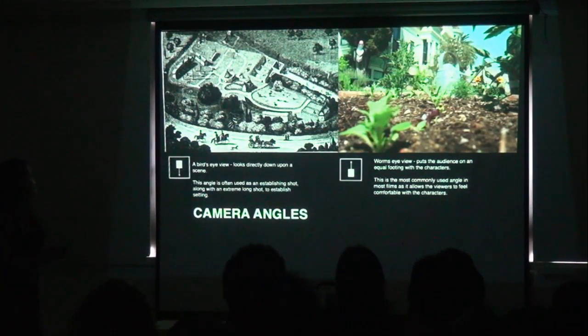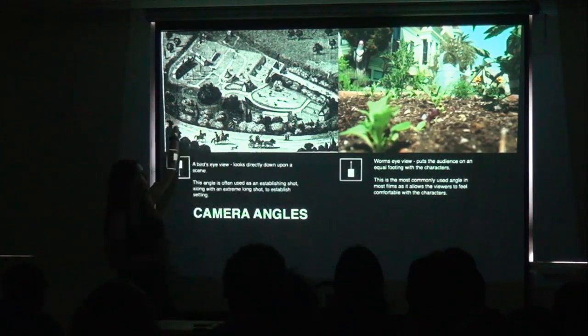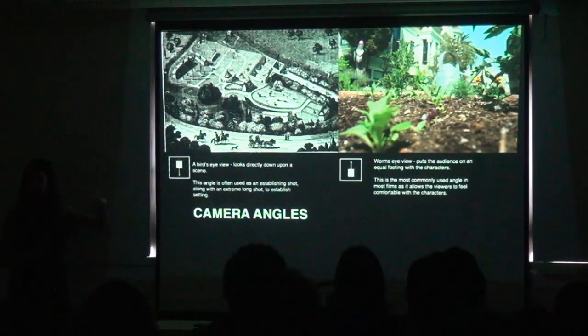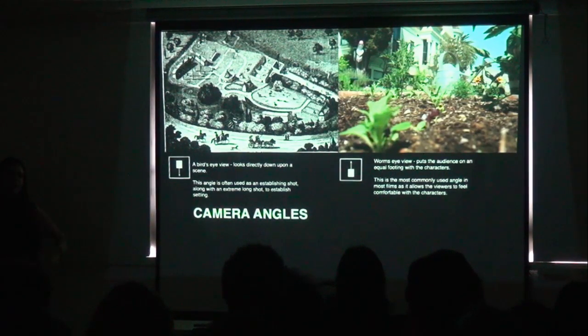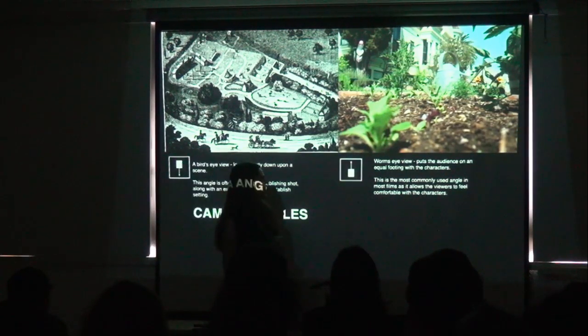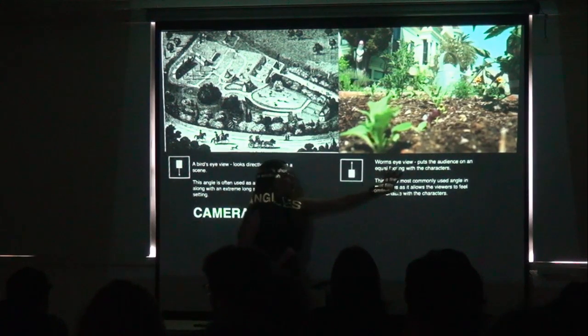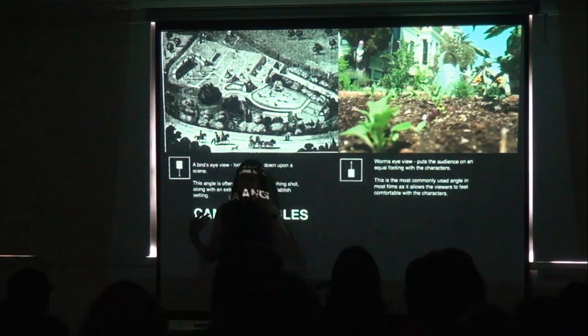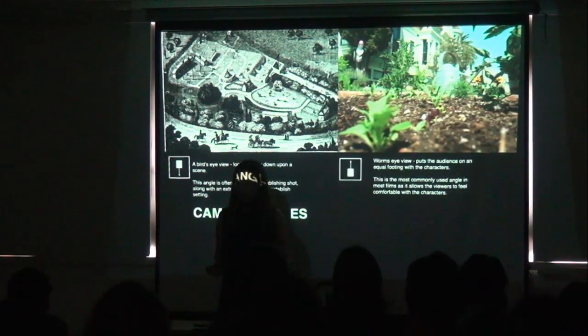We can't not talk about it. A bird's eye view is usually looking over the entire space that the story is laid out in. And that is often used as what kind of shot when we look at the whole environment? Oh my God, beautiful. 500 points to whoever guessed establishing shot. Beautiful. Okay, worm's eye view really puts us in the position of the character.